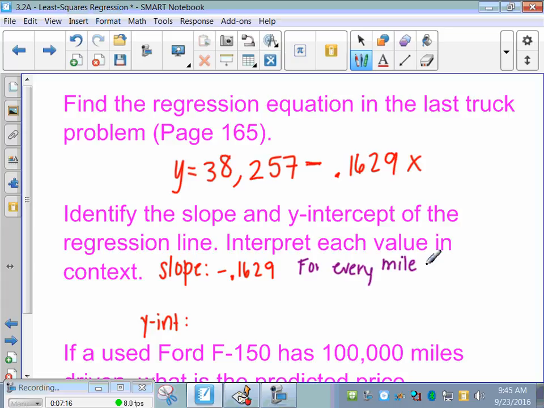That sounds good. For every mile driven, you guys should write this down, the price decreases by, you don't have to put a negative here because you already said the word decreases, $0.1629.